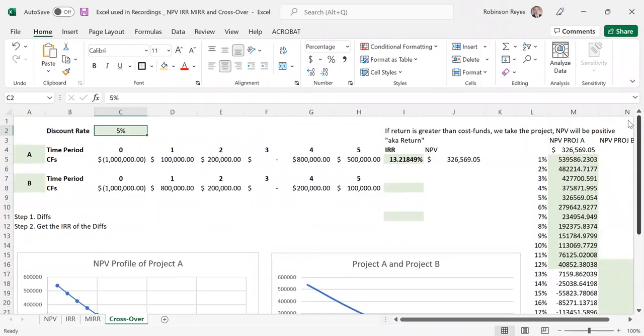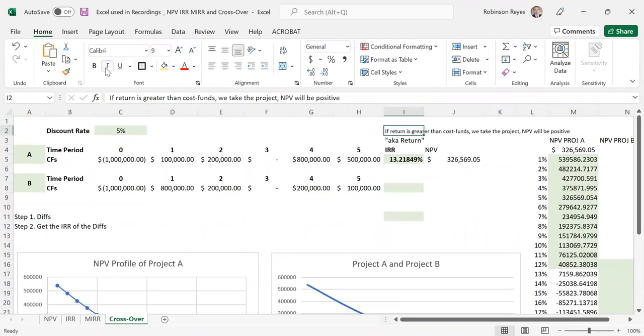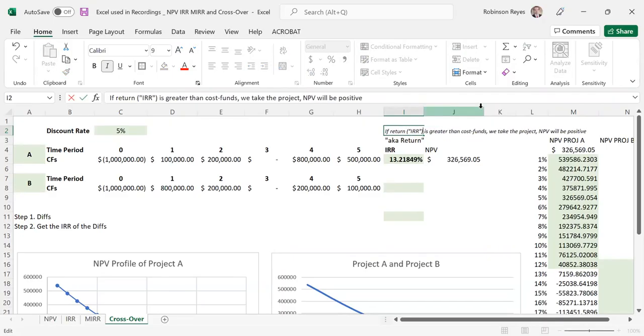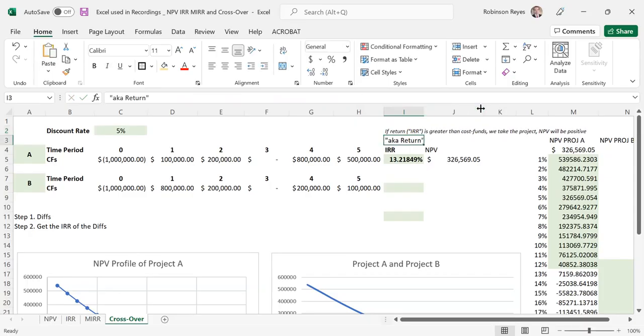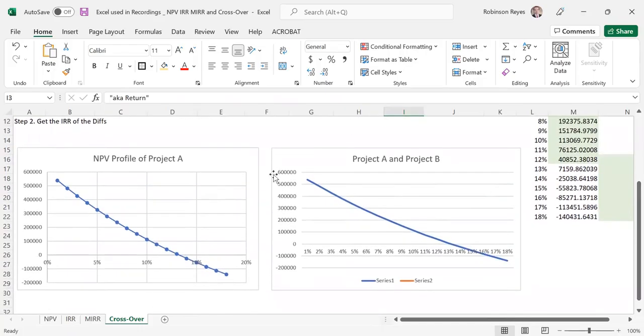Is that true? So what we are saying is, let me move this a little. I'm gonna keep it there. Actually, I'm gonna make it smaller. So if the return, IRR, is greater than the cost of funds, right? So that's the same as if the cost of funds is smaller than the return, we take the project. NPV is positive. So if we look at the chart, this is exactly what we can see in the chart.